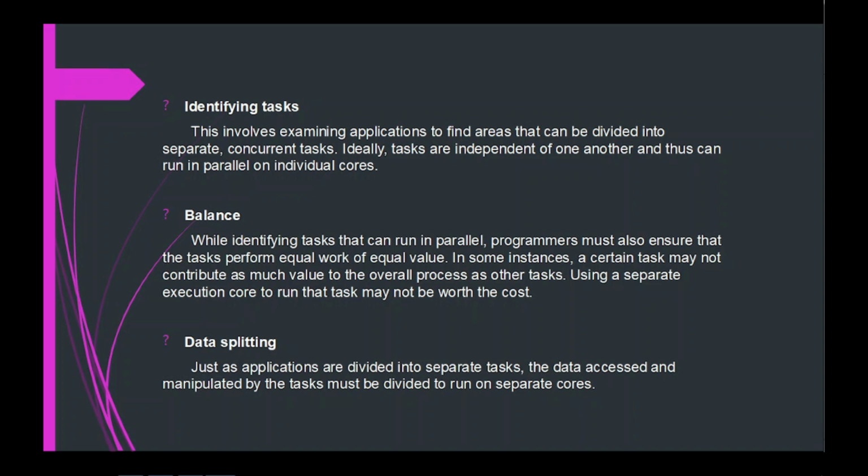So, balance. While identifying tasks that can run in parallel, programmers must also ensure that the tasks perform equal work of equal value. In some instances, a certain task may not contribute as much value to the overall process as other tasks, so using a separate execution core to run that task may not be worth the cost. So, balance.